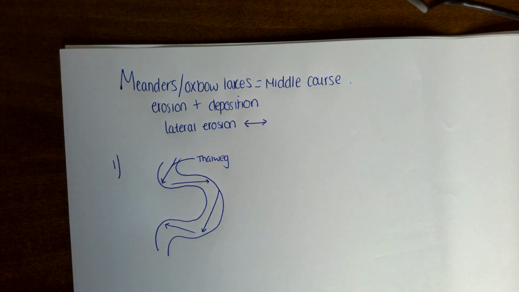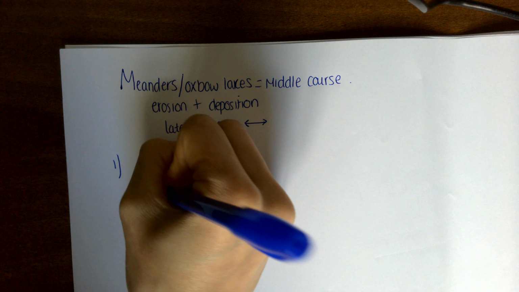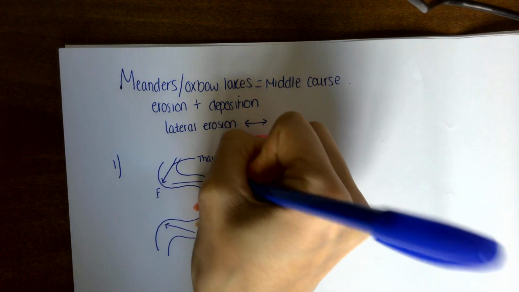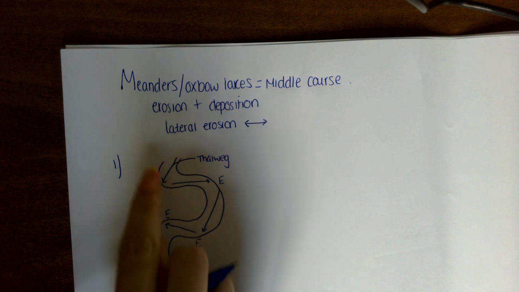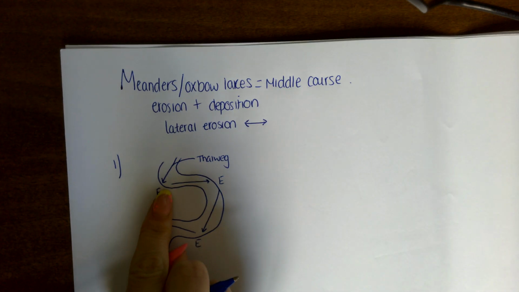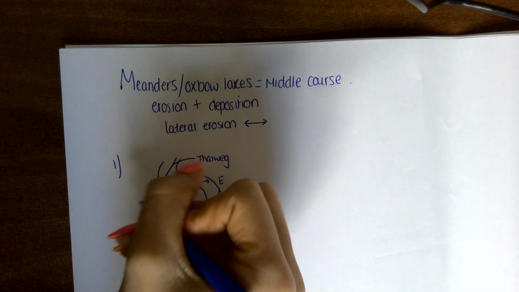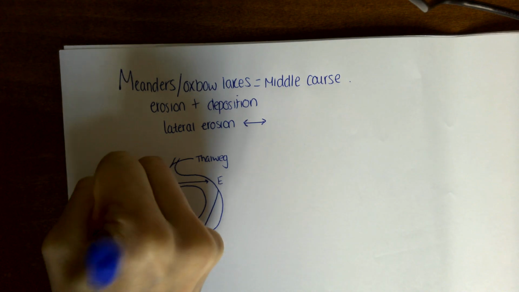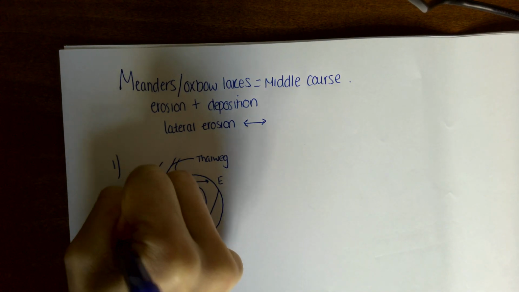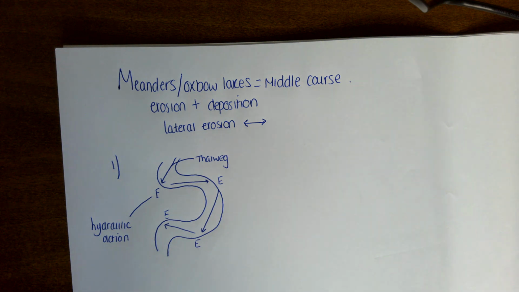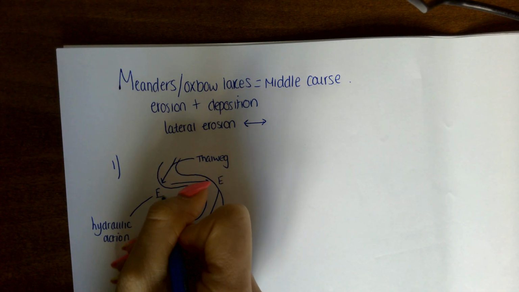If we're thinking about the shear force of water hitting rock, we call that, remember, hydraulic action. So we're going to have erosion on the outside of the bend because the shear force of our water is going to hit it, it's going to start eroding it. So your erosion type here is hydraulic action. Remember, we are being specific with the type of erosion. We are not just saying erosion to the examiner.